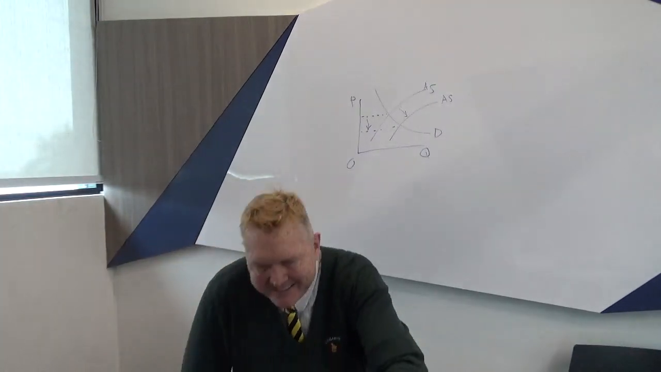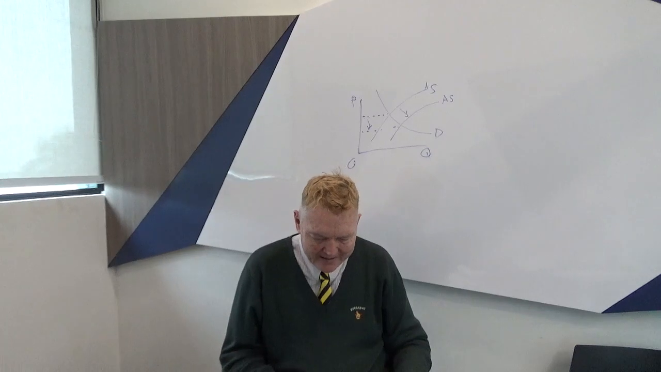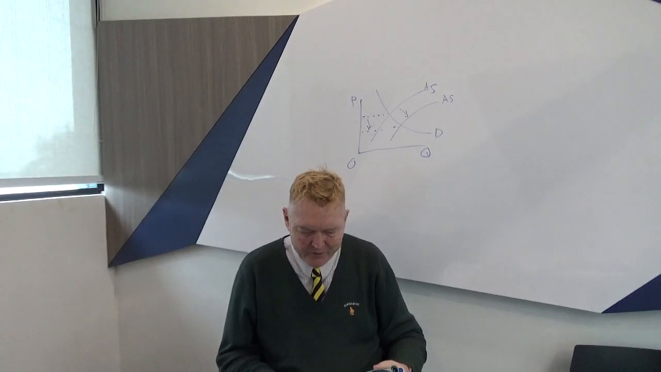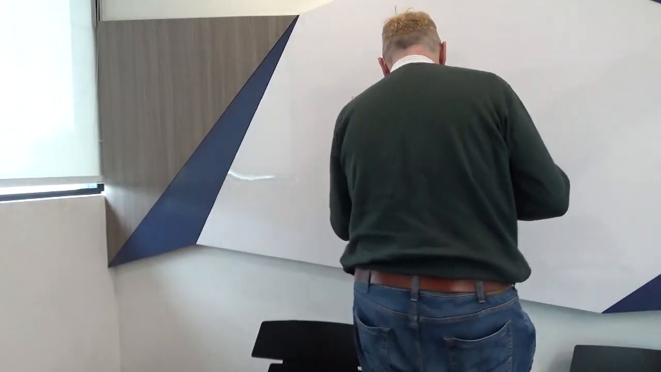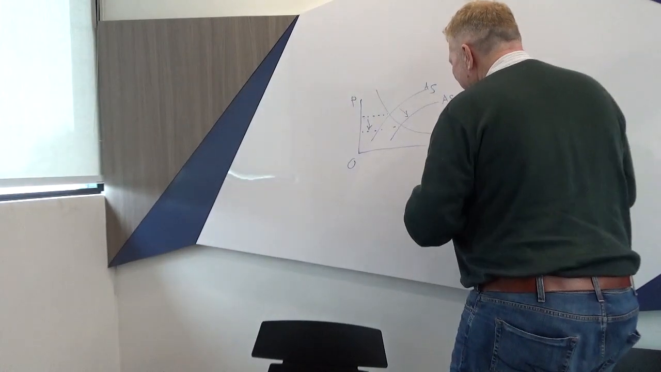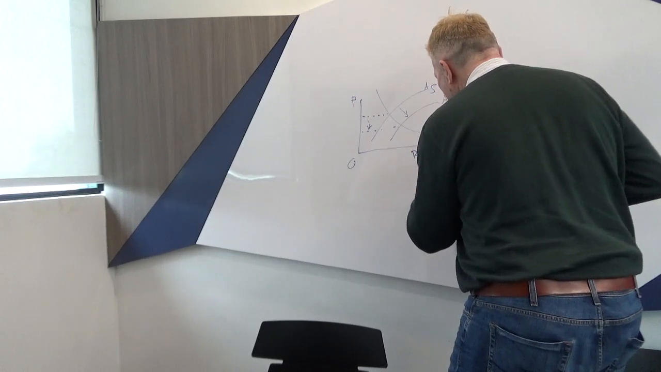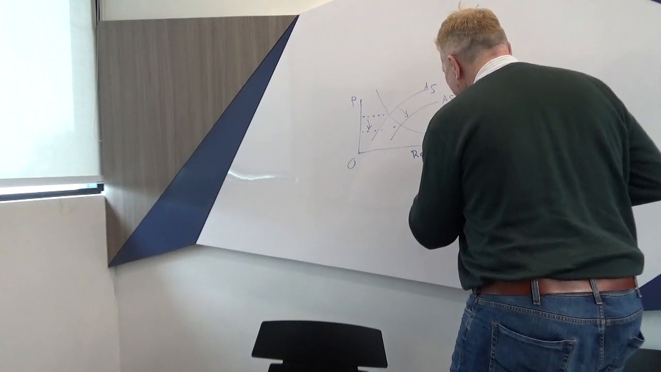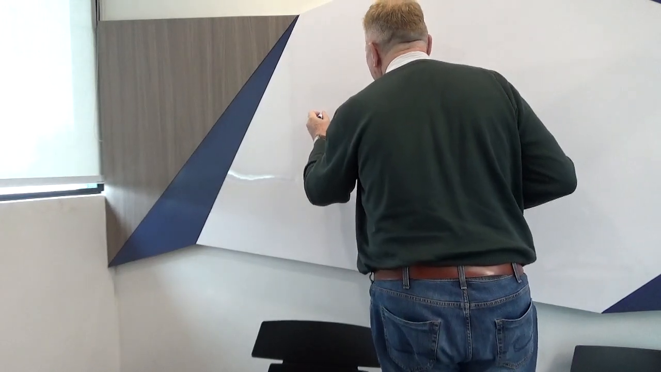Actually, those axes letters are not correct for aggregate demand, but that's okay. Normally we would write real GDP. If you want to make it perfect, let's make it perfect. Real GDP, and then price level, we could say price.